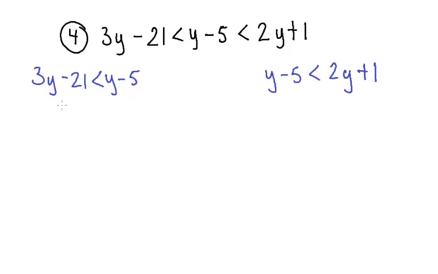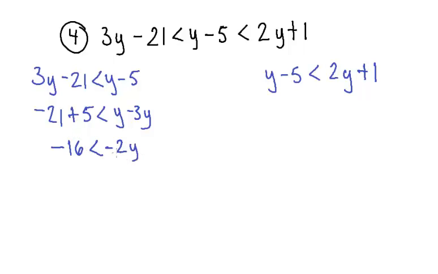Then we're going to solve individually each inequality. So we try to keep the letters in the middle. What we're going to do is this: minus 21 plus 5 less than y minus 3y. This would give us an answer of minus 16 less than negative 2y.